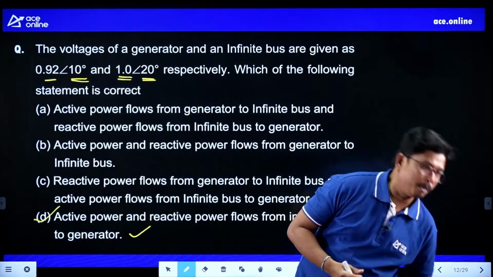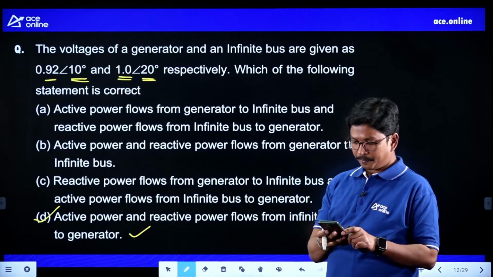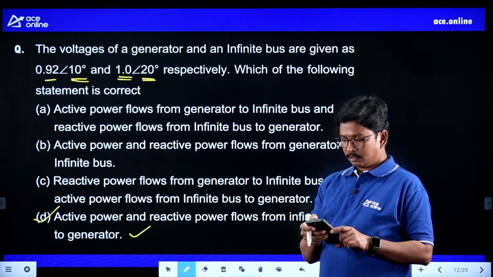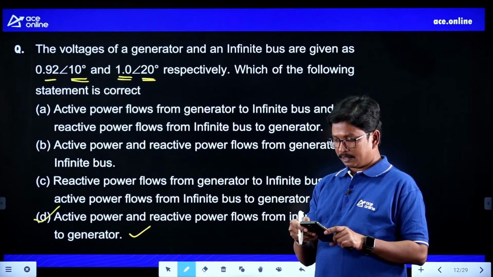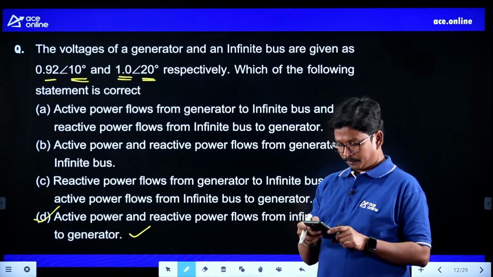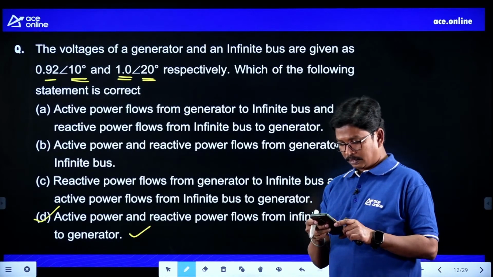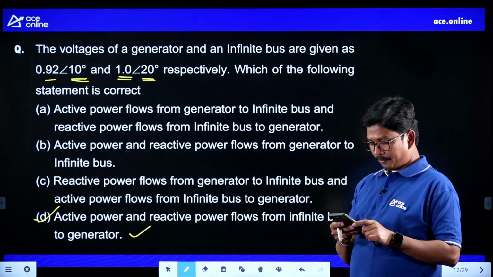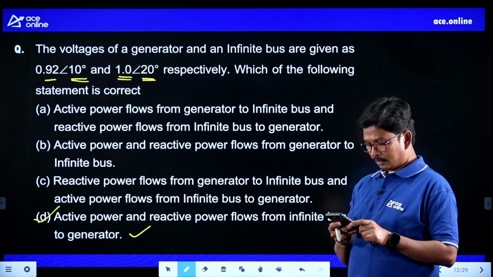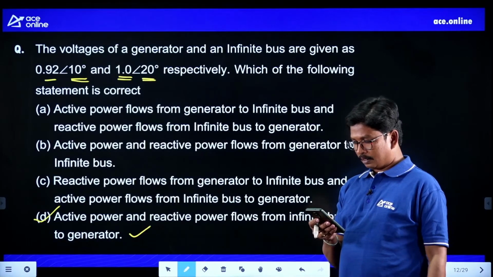So we will see how many students have given the answer. Let me check how many students have given the answer. Right. Yes, very good.